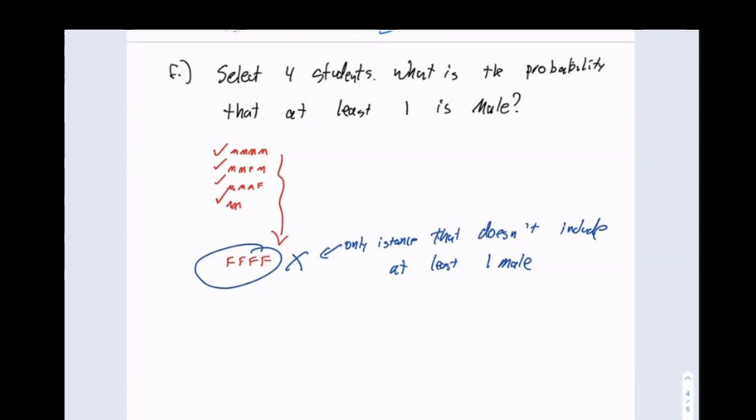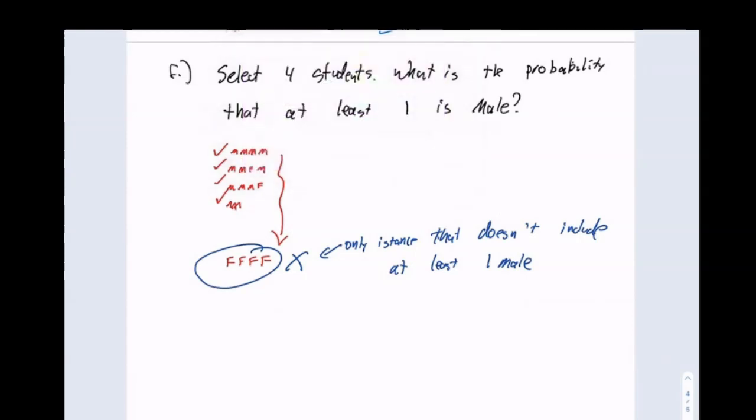Could have one male. The male could be the first one, the second one, the third one, the fourth one. There's 2 males. The 2 males can be broken up in many different ways as well. There's 3 males. There's 4 males. And of course, the order can happen in many different ways. Those all work, but there's only one instance that doesn't.